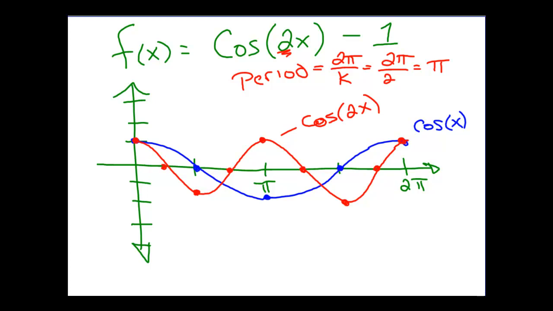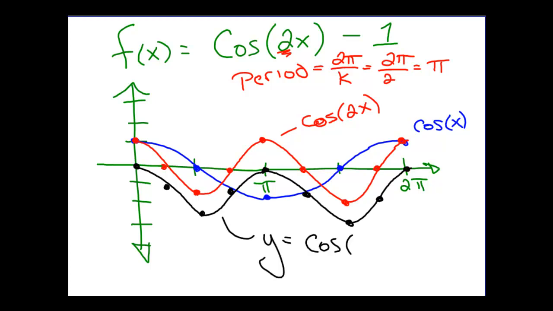And the last piece of our transformation, the last effect we can do to our graph, is to shift it down 1 unit. So every point now on the red curve gets shifted down 1 unit. So this becomes a fairly easy graph to manage. And we see that we get a very similar pattern here to what we had before. So our transformed graph now looks like this. And this now is our function, y equals the cosine of 2x minus 1. So these are vertical translations, and they're relatively easy to work with. They're just as simple as the amplitude.